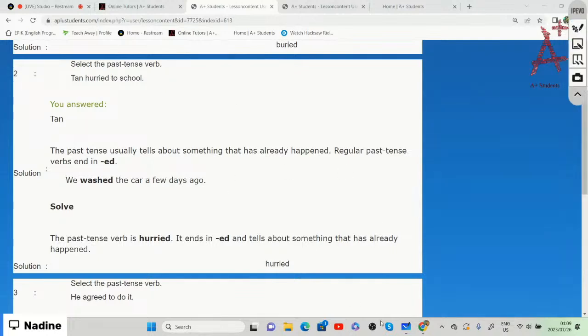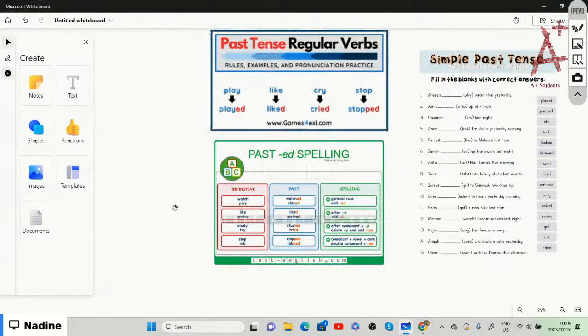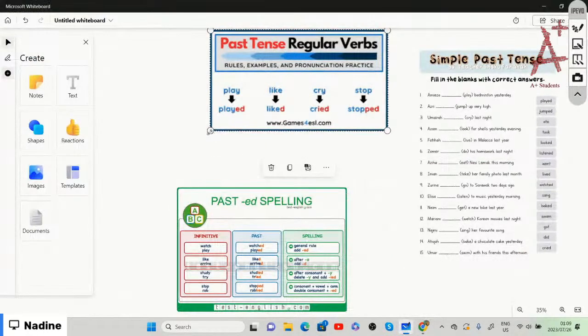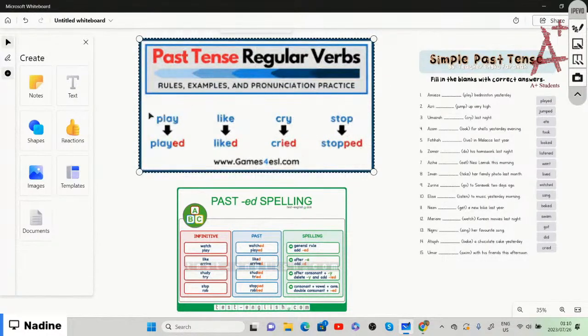Hurried. So before we continue, let us quickly go to this page over here, right? Because some of our sentences have specific rules and pronunciations. So here it says past tense regular verbs. We have rules, examples, and a pronunciation practice, right? So this is our normal verb, which also shows the present tense. And then the arrow facing down shows our verb in the past tense, right?